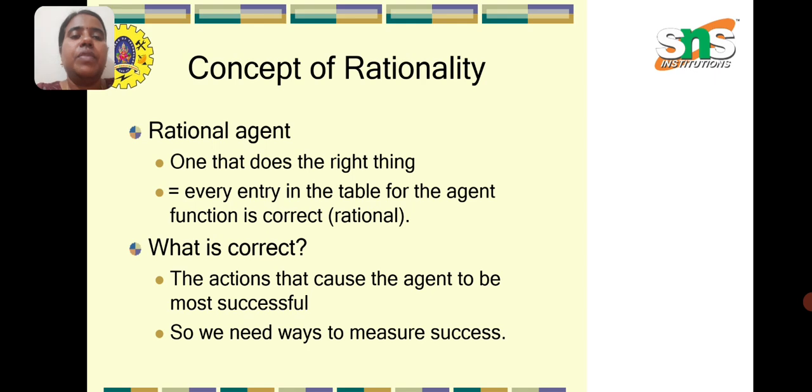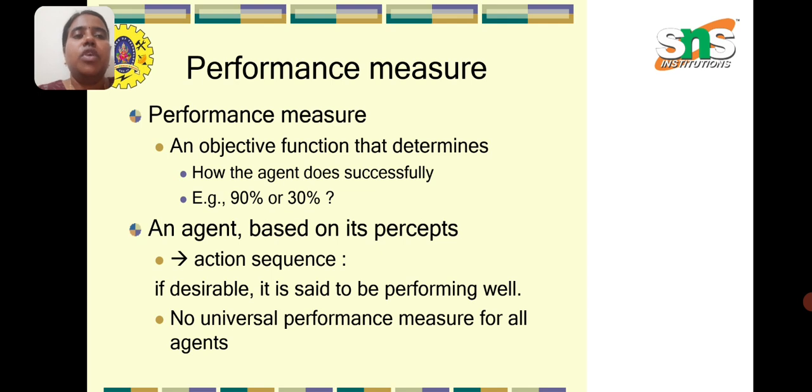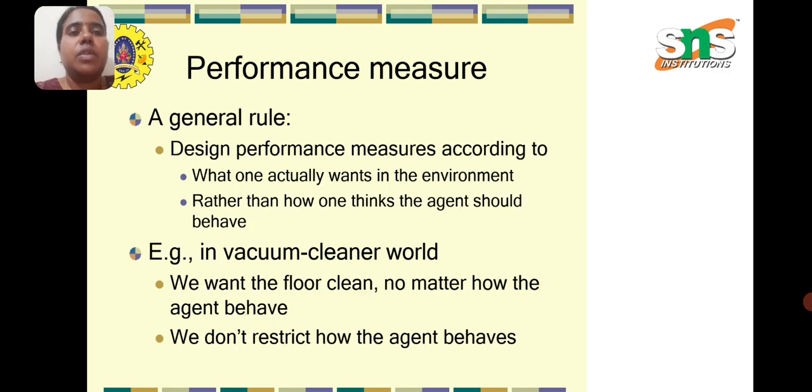Rational: what is correct? The actions that cause the agent to be more successful. So we need ways to measure success. Performance measure: an objective function that determines how successfully the agent does. Example: 90% or 30%. An agent, based on its perception, produces an action sequence; if it is desirable, the agent is said to be performing well. There is no universal performance measure for all agents. Design the performance measure according to what one actually wants in the environment, rather than how one thinks the agent should behave. Example: in the vacuum cleaner world, we want the floor clean, no matter how the agent behaves. We don't restrict how the agent behaves.